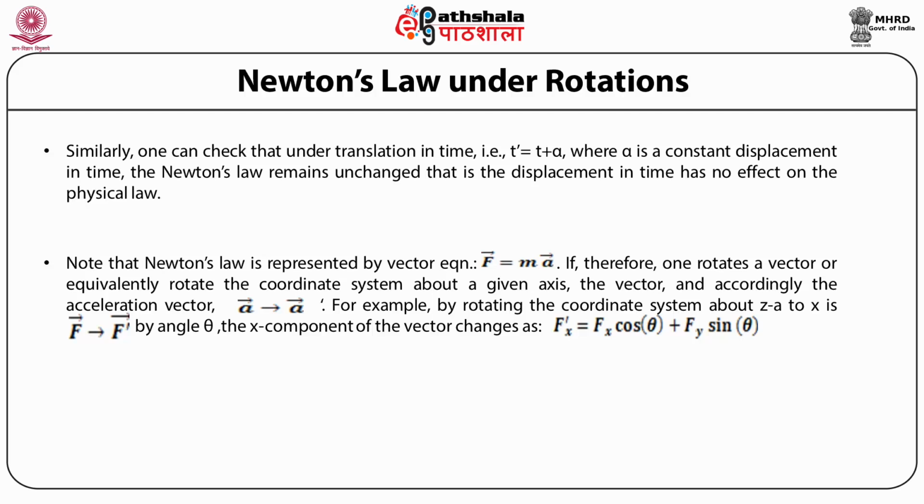We can consider an example where we rotate the coordinate system about the z-axis by an angle theta, such that the force goes from vector F to vector F prime under this kind of rotation, and the x component of the force changes accordingly as F prime x is equal to Fx cos theta plus Fy sin theta, where Fx is the x component of the original force and Fy is the y component of the original force.